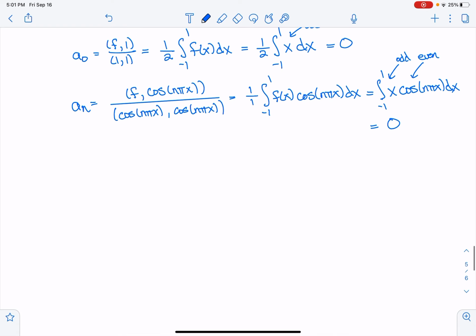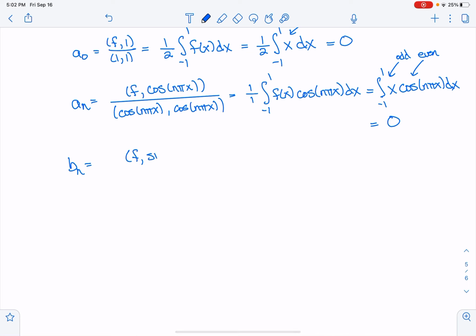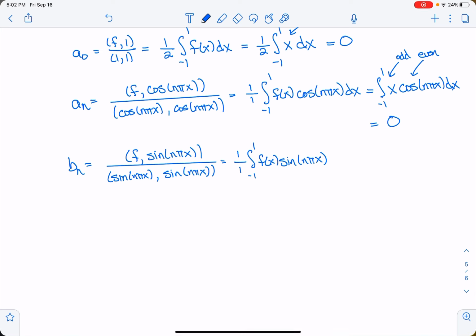So what is b sub n? b sub n is going to be the inner product of f with sine of n pi x divided by the inner product of sine of n pi x with itself. The denominator is going to be the integral of sine of n pi x times itself from -1 to 1. We already know that that's going to be 1, or L in this case. And then the numerator is the integral from -1 to 1 of f of x times sine of n pi x dx.